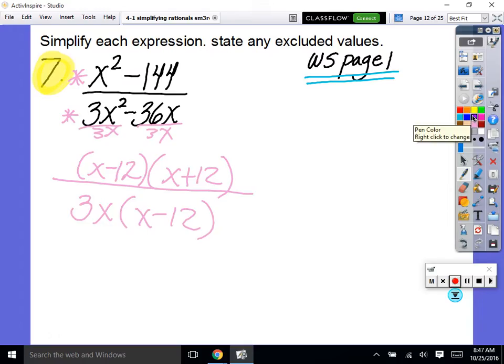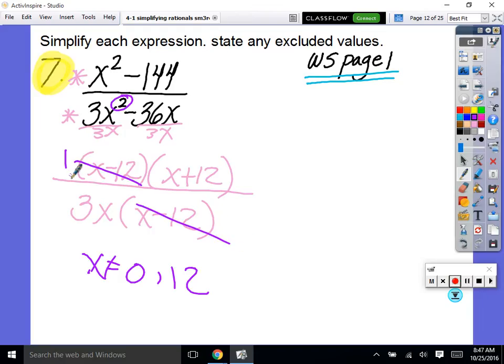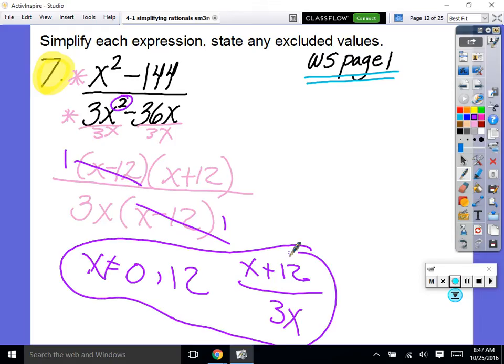When does the bottom equal 0? If x equals 0, correct? 3 times 0 is 0. So x cannot equal 0, or if I plug in 12, right here would be a problem. 12 minus 12 is 0. So x cannot equal 0 or 12. Notice there's 2 restrictions, it's degree 2, which makes sense. Aren't we just solving the bottom? Okay. And then now we can divide out exact factors. Those become 1s. So left on top was 1 times x plus 12. And on bottom, 3x times 1, which is 3x. So there's our answer as long as x does not equal 0 or 12.